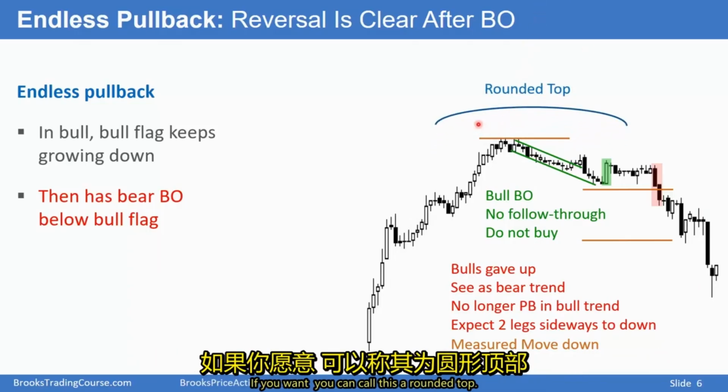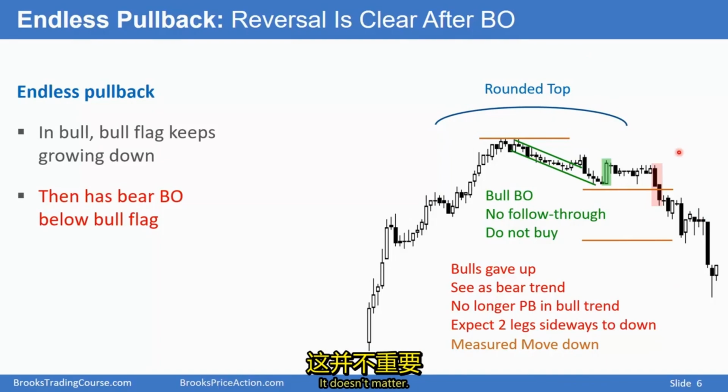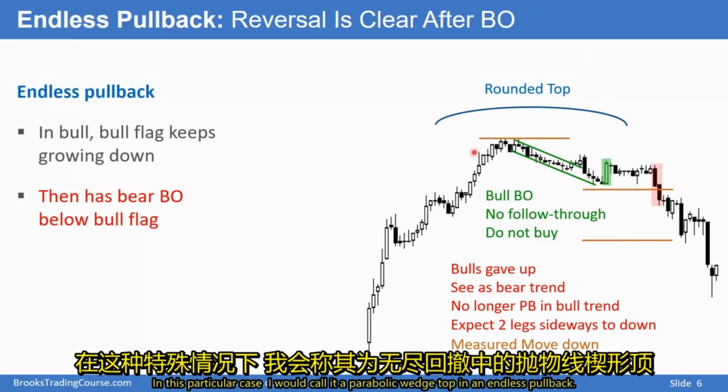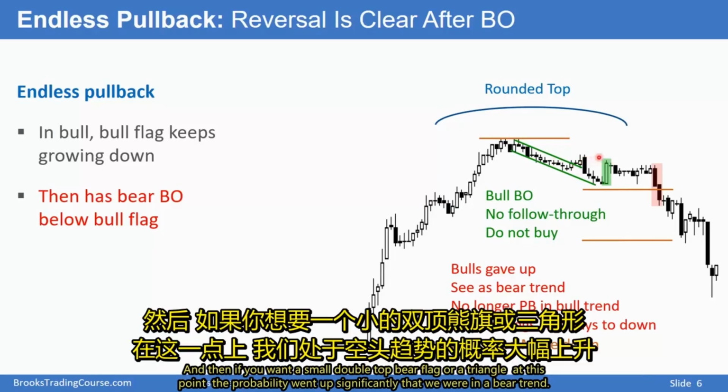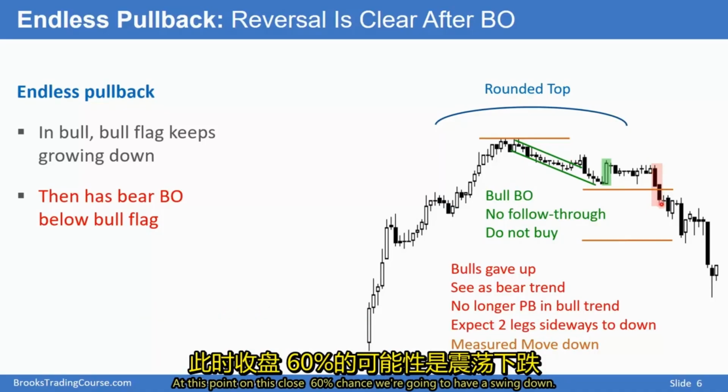If you want, you can call this a rounded top. It doesn't matter. In this particular case, I would call it a parabolic wedge top and an endless pullback. And then if you want a small double top bear flag or a triangle, at this point, the probability went up significantly that we were in a bear trend. At this point, on this close, 60% chance we're going to have a swing down.